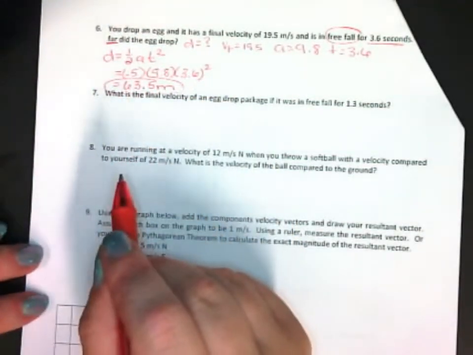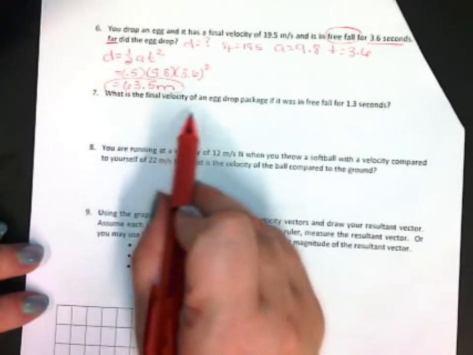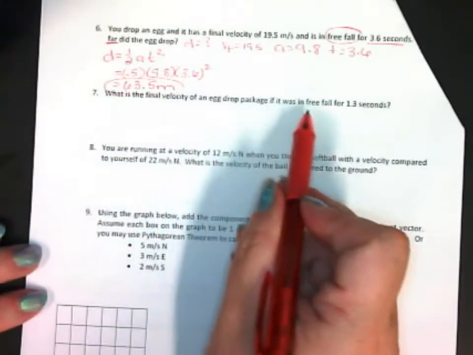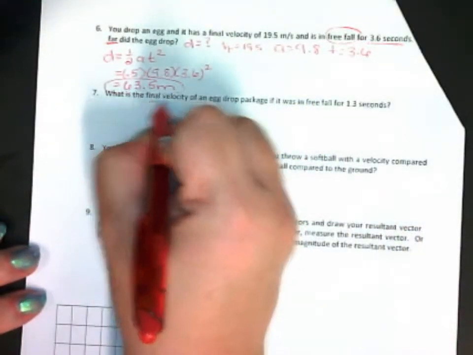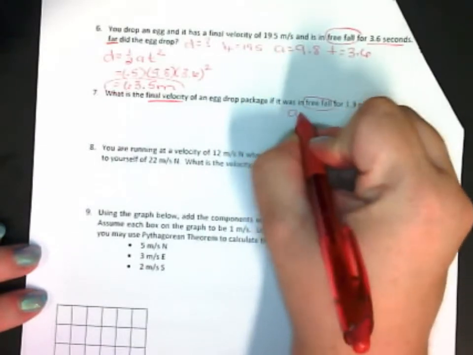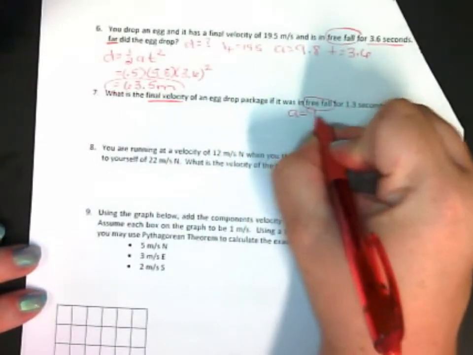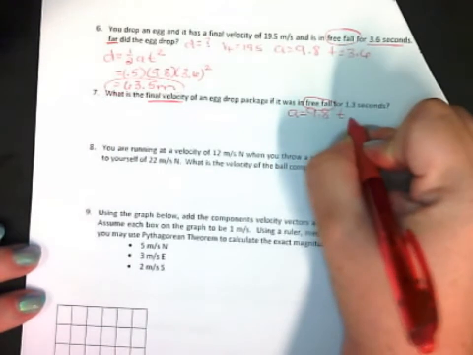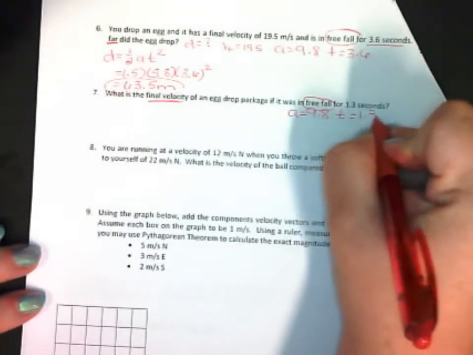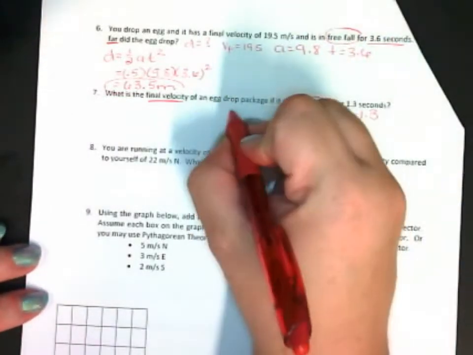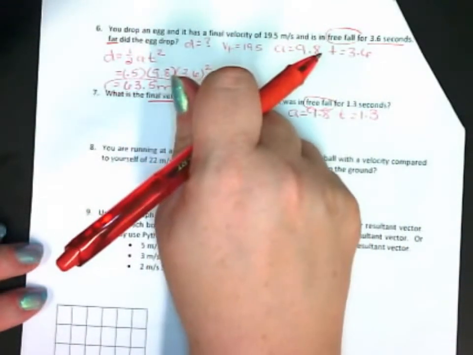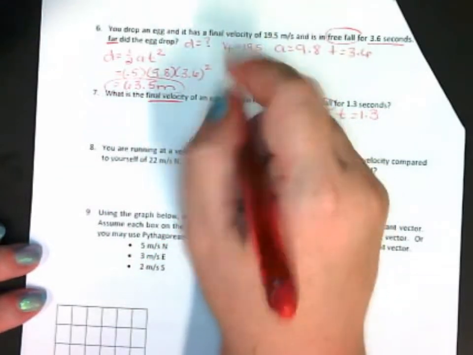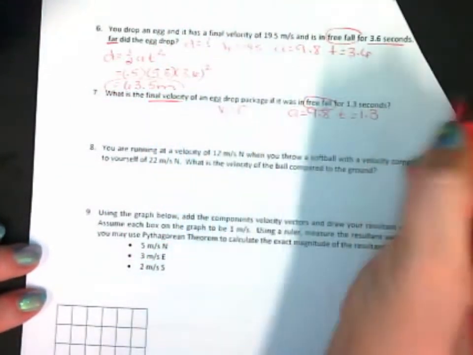Number 7, what is the final velocity of an egg drop package if it was in free fall for 1.3 seconds? All right, now I'm looking for final velocity. It's in free fall, so I know my a equals 9.8. My time is 1.3. I'm looking for a final velocity. I know I have initial velocity. Remember, when we drop something, its original initial velocity is 0.